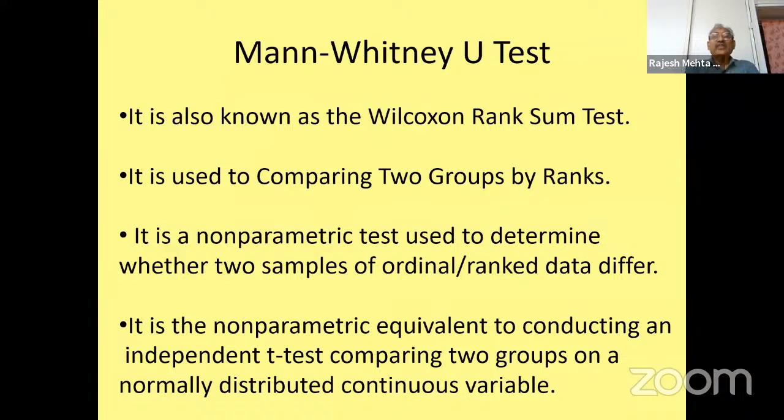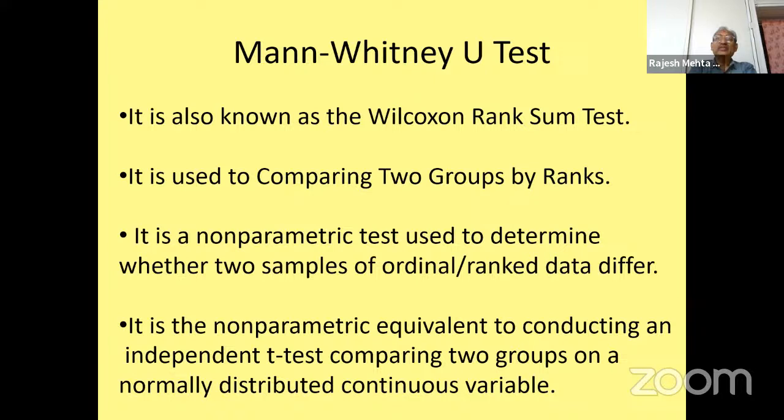First, we see the Mann-Whitney U test, right? It is also known as the Wilcoxon rank sum test, but let's use Mann-Whitney test. It is used to compare two groups by ranks. Two groups we are comparing, and it is a non-parametric test used to determine whether two samples of ordinal rank data differ or not. Two data sets are given to you, and whether it differs or not. It is a non-parametric test equivalent to conducting an independent t-test comparing two groups on a normally distributed continuous variable.